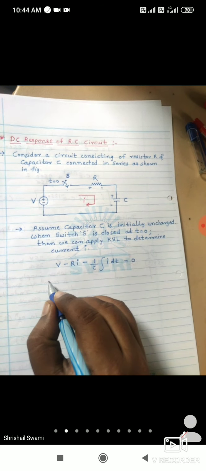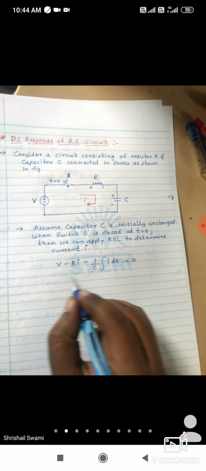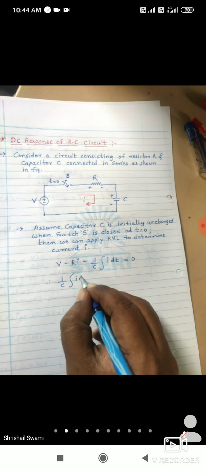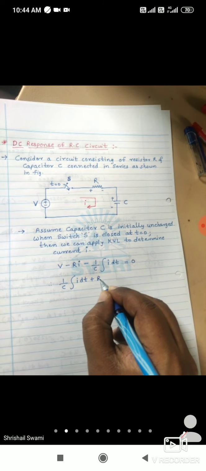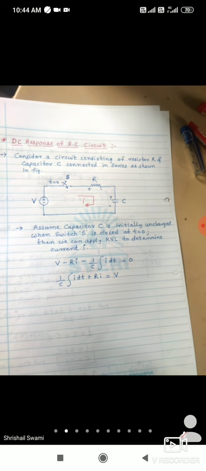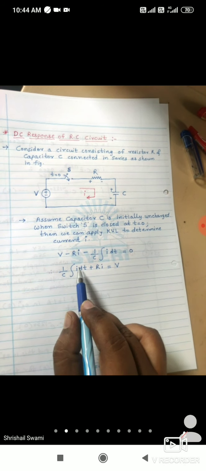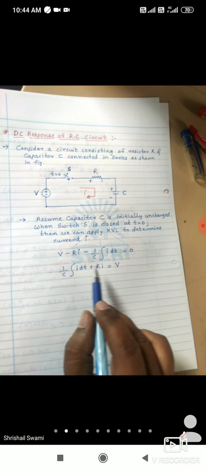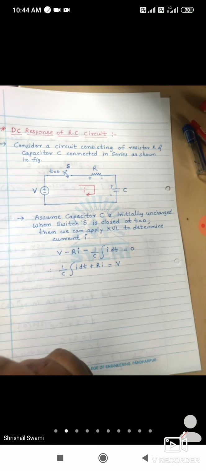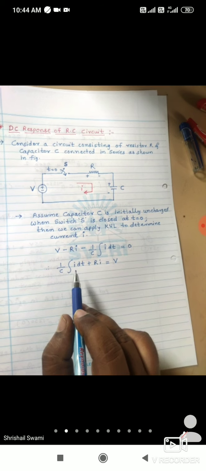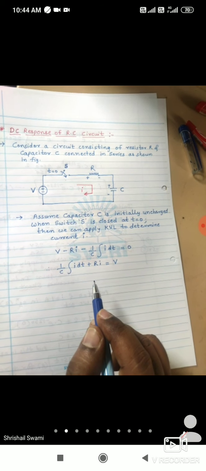Now I will take minus common. So 1 upon C integration of I dt plus R into I is equal to V. Here integration is there, so I want to convert this equation into a linear differential equation. What do I want to do now?